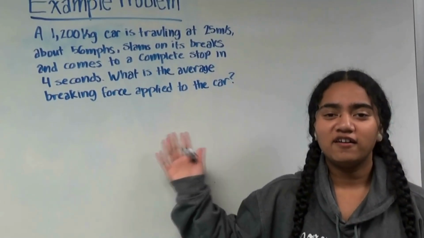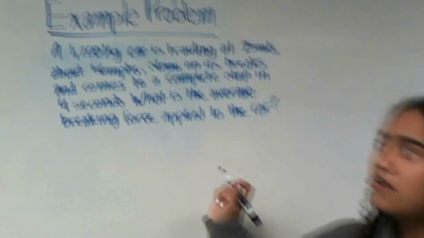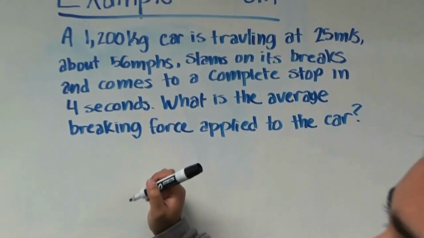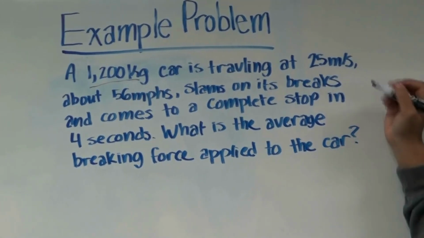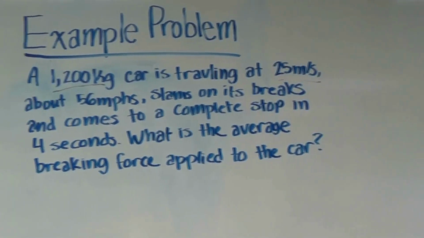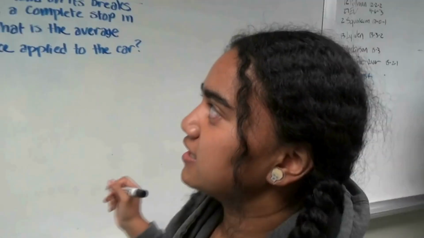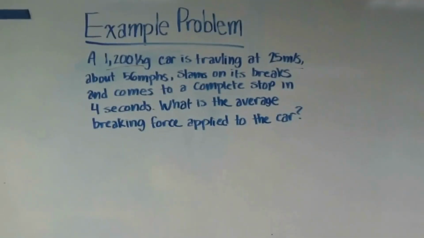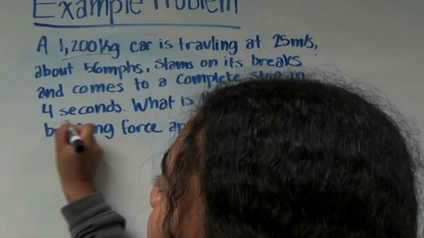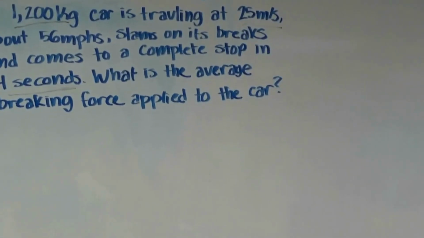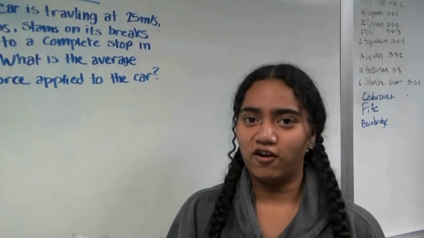This is an example of stopping a moving car. First, our example problem: we have a 1,200 kilogram car traveling at 25 meters per second, which is around 56 miles per hour. It slams on its brakes and comes to a complete stop in 4 seconds. What we're going to be finding is the average braking force applied to the car.